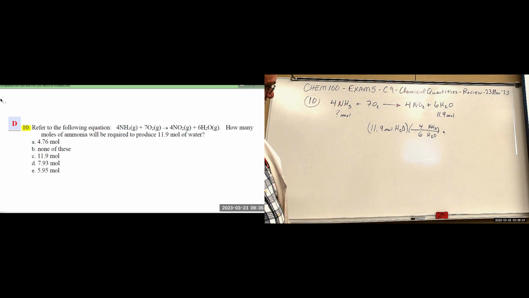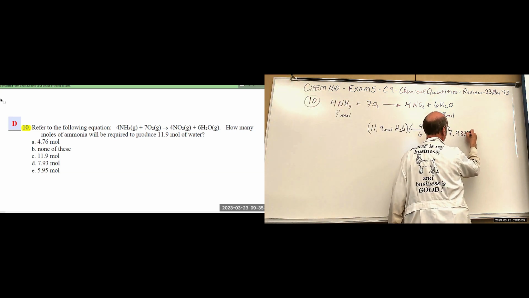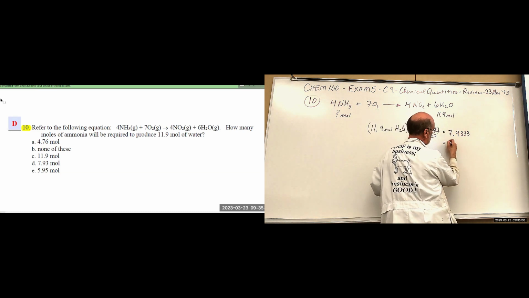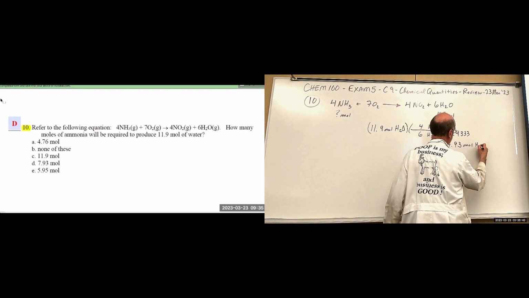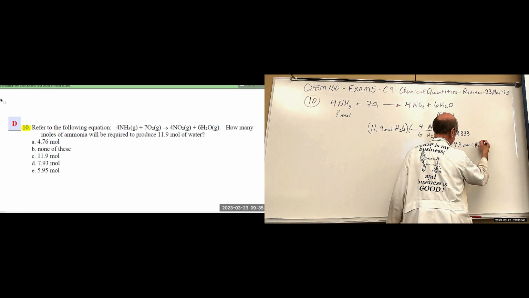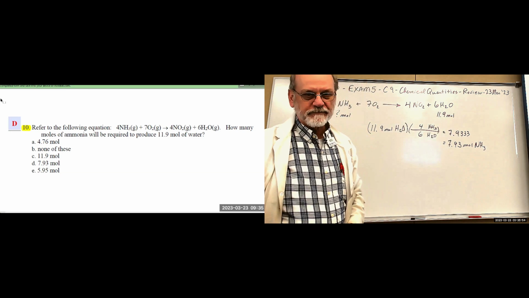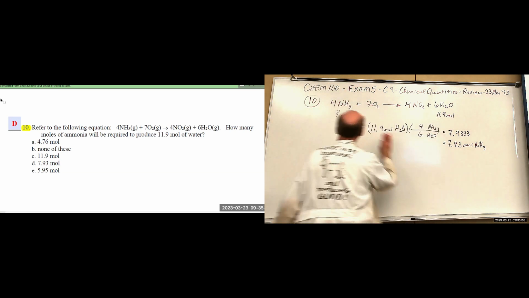So let's see what that is. 11.9. Actually, it's 2/3. 4/6 is 2/3. Is 7.9333. Okay, but we only have 3 significant figures, so we have to chop it off right there. So that's how many moles of ammonia are required to produce that many moles of water. Okay, that was fairly simple.